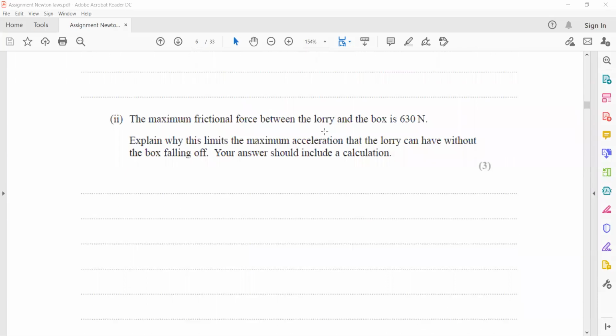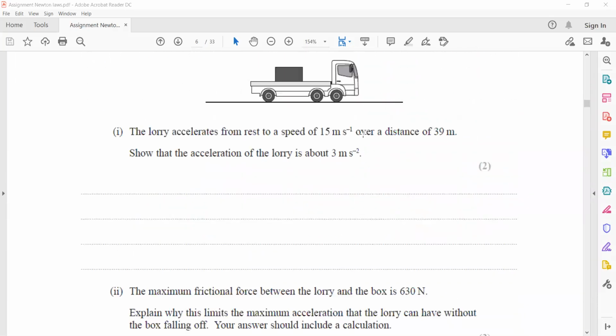The maximum frictional force between the lorry and the box is 630 Newton. So the frictional force is there, which is 630 Newton. Explain why this limits the maximum acceleration that a lorry can have without the box falling off.